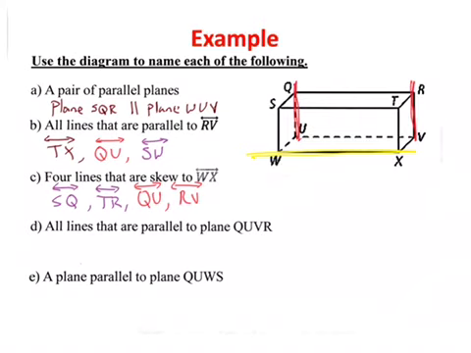Part D, all lines that are parallel to plane QUVR. So QUVR is the back face there. We want all lines that are parallel to that plane. Well, basically, if that's the plane we're talking about, all of the lines that would be parallel to it are lines that would make up the plane parallel to that back plane. So if we're dealing with this plane here, the plane that's parallel to it, or the face, would be STXW. So we want all of those particular lines.